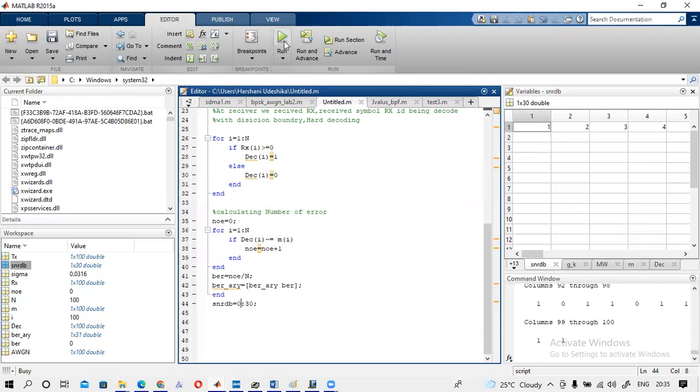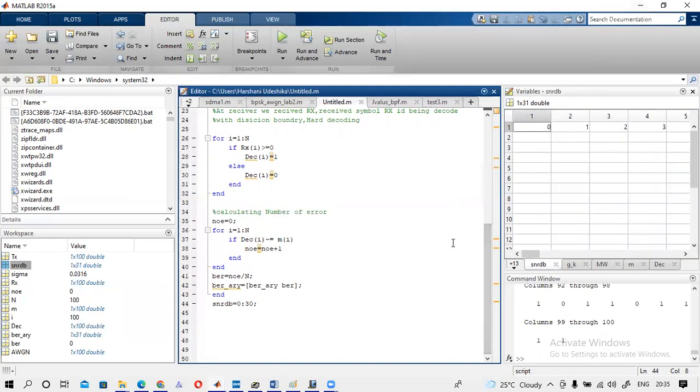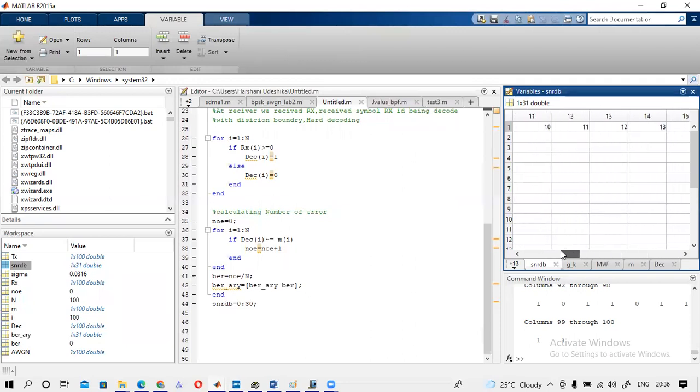Actually, my laptop is very slow because I am running another simulation. Okay, now you can see that we have SNRdB from 0 to 30. So we have the SNR value, our independent variable, and we have our dependent variable, that is BER, all in this array. So this will be our dependent value, the bit error rate value. Now the only thing is we have to plot.